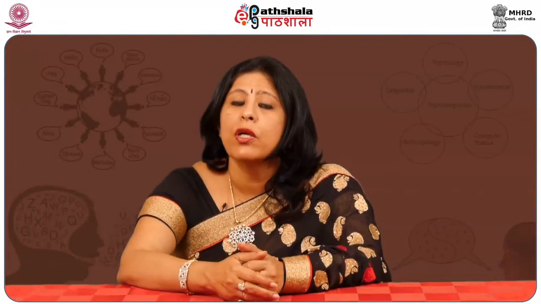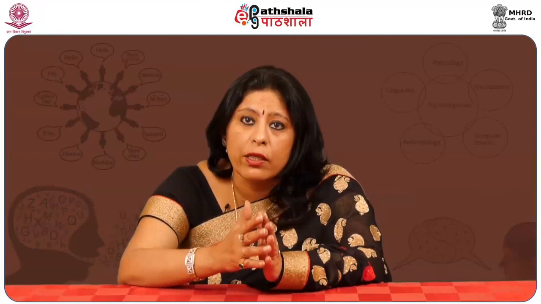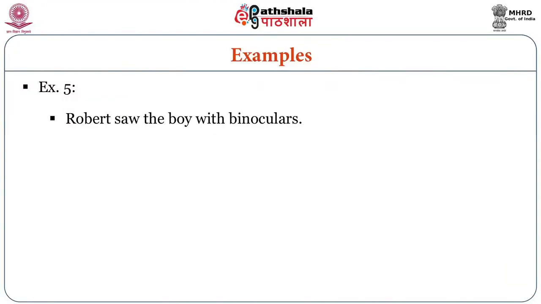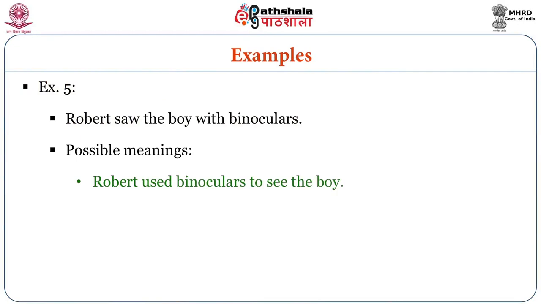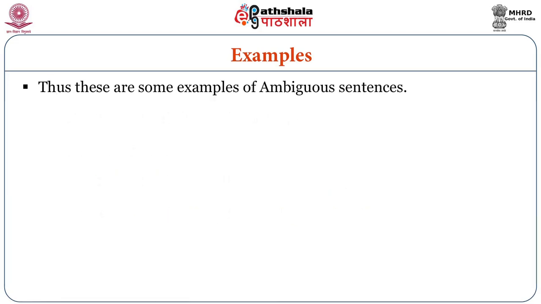So that also can be an inference that looking with one eye means looking in the same way. Next, Robert saw the boy with binoculars. Possible meanings: Robert used binoculars to see the boy, or he saw the boy who was holding the binoculars. Thus, these are some examples of ambiguous sentences.